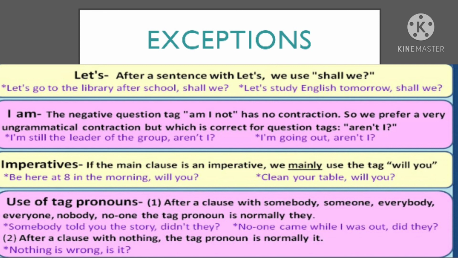Yes, students, now see. After a clause with somebody, someone, everybody, everyone, nobody, no one, what is the pronoun in the question tag? There we use they. In the place of the pronoun, we use they. Here I have given examples. Somebody told you the story, didn't they? I have used they after didn't. Next, no one came while I was out, did they? Because no one is a negative statement.